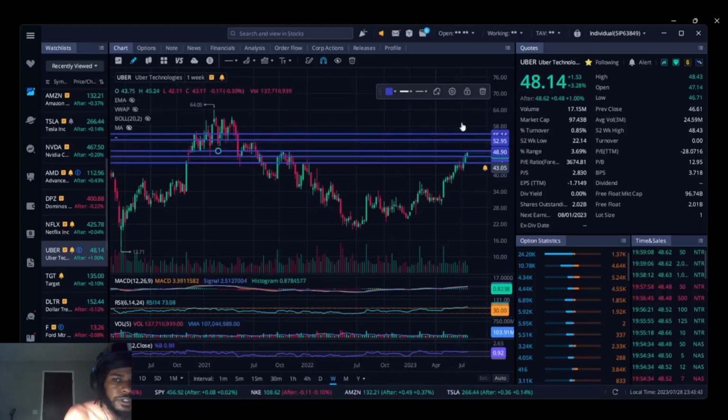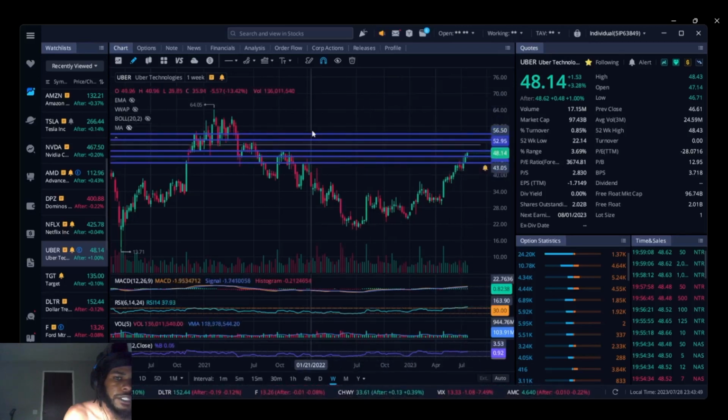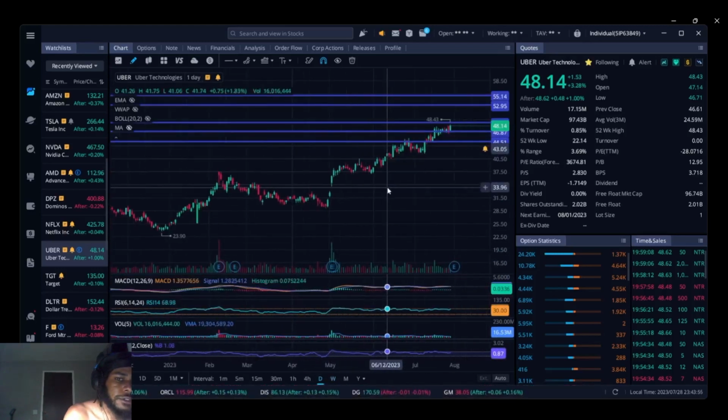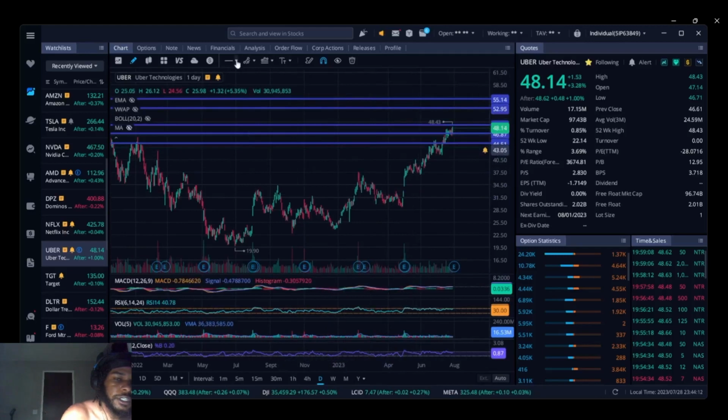Okay, so what I'm doing here is I'm just locking my lines in place. That's it. So these blue lines are the weekly. Now I'm gonna go to the daily. We're gonna find key levels on the daily. The candlesticks are touching on multiple areas.